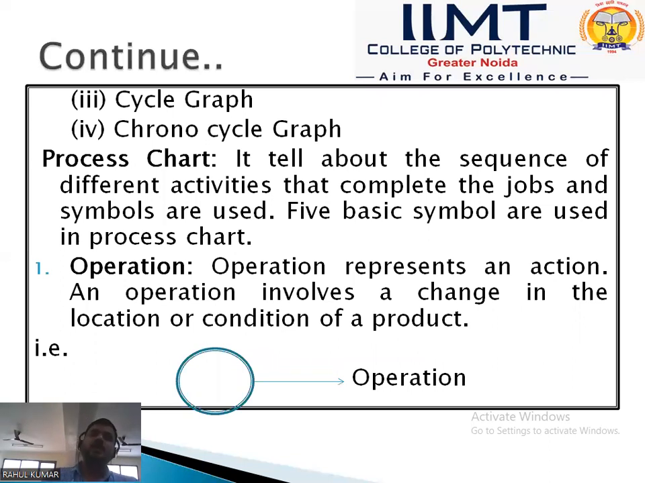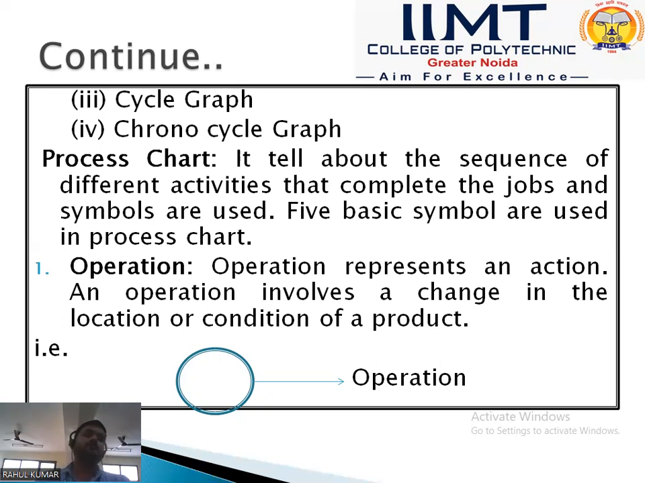Process chart tells about the sequence of different activities that complete the job, and symbols are used. Five basic symbols are used in a process chart. The process chart tells about the sequence of how the process is happening: first step, second step, and third step. All these things are represented in the process chart. Five basic symbols are there.